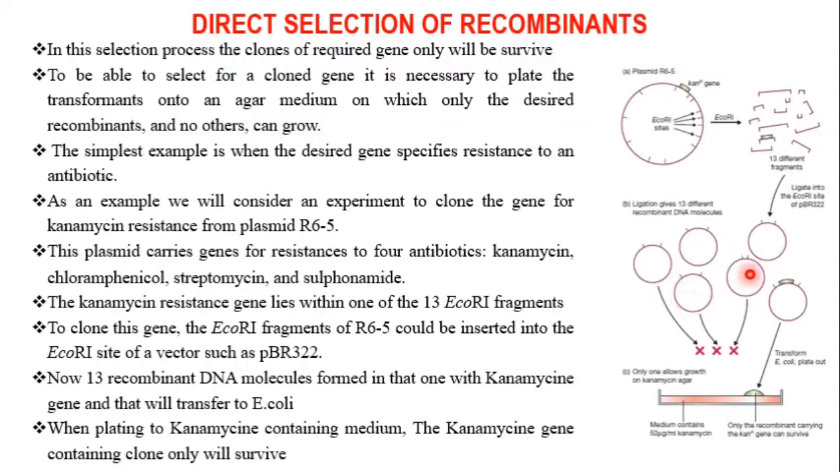So these unwanted, kanamycin-absent bacteria cannot survive here. So we can directly select the recombinant kanamycin clones from here. This is the direct selection of recombinants.